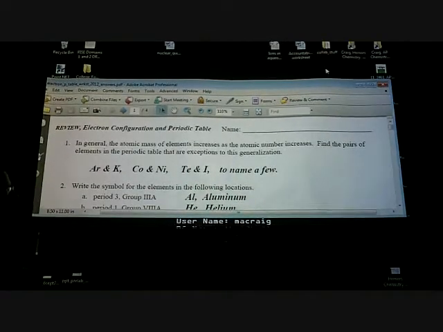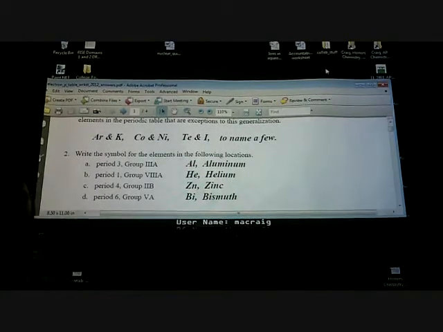Number 2, write the symbol for the elements in the following locations. Be sure you can do this. This is easy points, guys. Especially if you know your 52 elements, names, and symbols, then it should be really easy. Now, tomorrow I will not give you Roman numerals. This seemed to give a lot of people conniption.